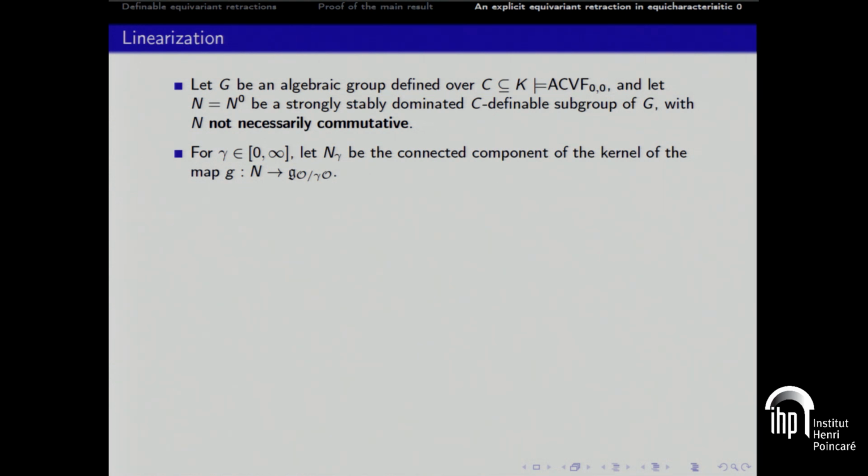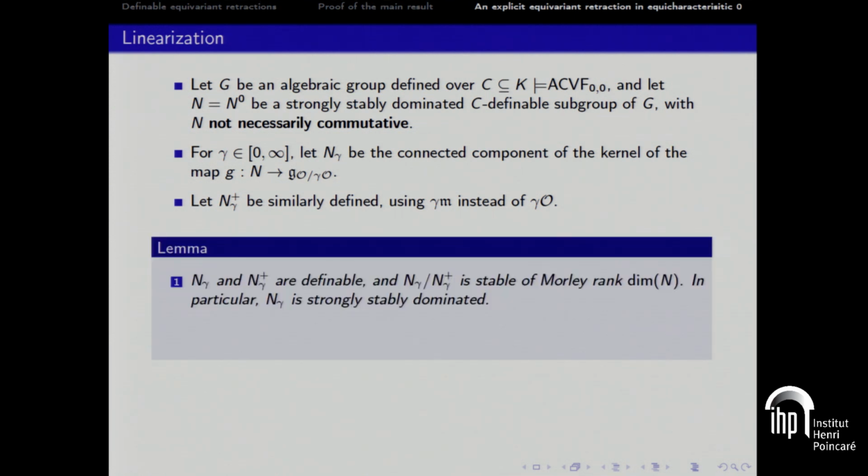But I do it here now. And it gives me a recipe to get a scale. Okay. Same thing, N gamma plus, but with gamma m instead of gamma O. So the kernel of the maximal O mod gamma m internal quotient of N. Okay, can do it. And here's the lemma. They are all definable. The quotient for every gamma is of the right Morley rank. In particular, it shows that this guy is stably dominated because the generic of this type lifts to necessarily a generic.